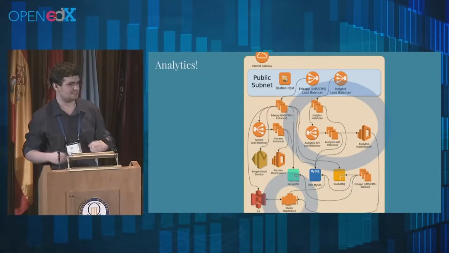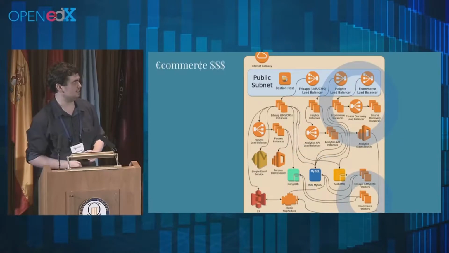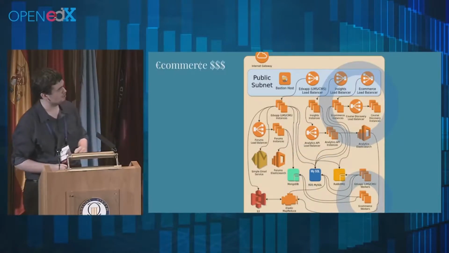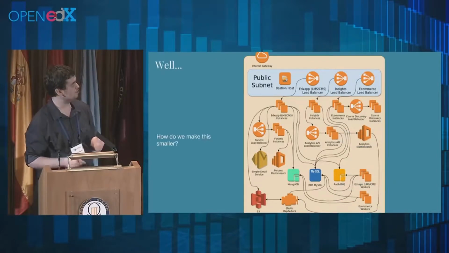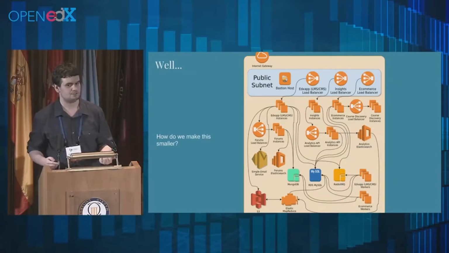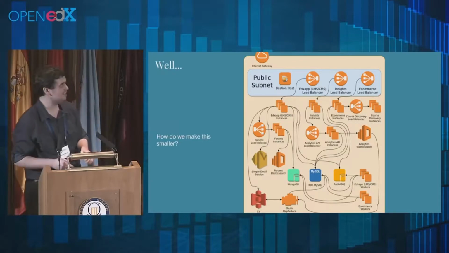And no sufficiently large OpenEdX deployment would be complete without a full analytics pipeline. And finally, I'm adding e-commerce, including the course discovery instances and e-commerce workers. So this is pretty huge. What are some of the ways that we can try to make this a little bit smaller?